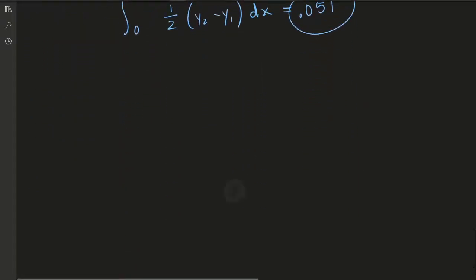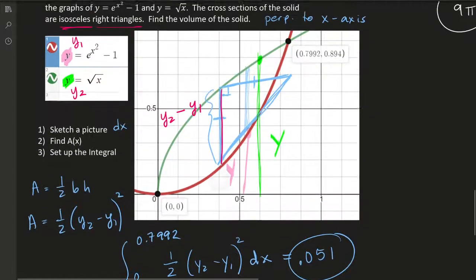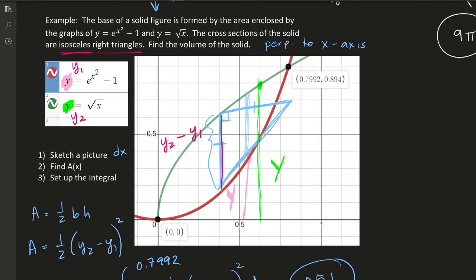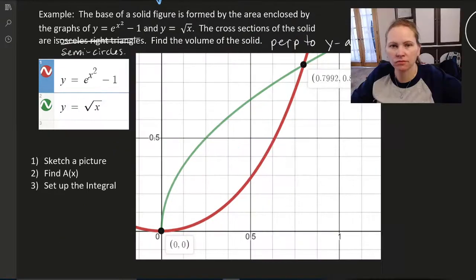So in terms of knowing if it's dx or dy, we would always look to see what are we perpendicular to. Are we perpendicular to the x-axis or the y-axis? And that's really going to tell us what our shape is going to be. Now to close this out, let's take a look at what I would consider to be one of the most difficult problems you might encounter.